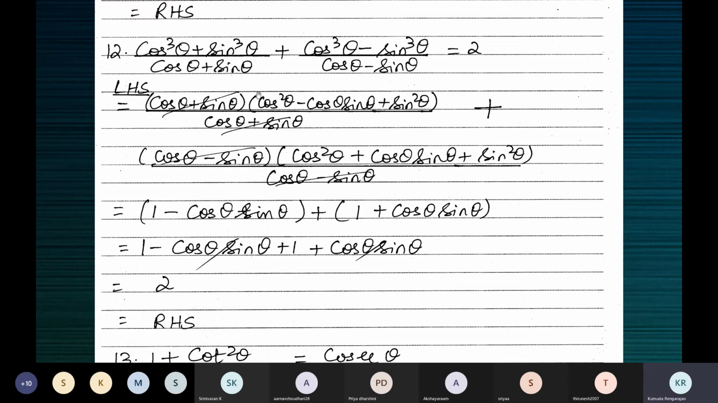We have not taken the common denominator. We are working with this one alone, because we see that the denominator is a plus b and the numerator is a cube plus b cube. We know that a plus b is a factor of a cube plus b cube. When you use the identity, you will get the same thing, cos theta plus sin theta here, and you can cancel it.